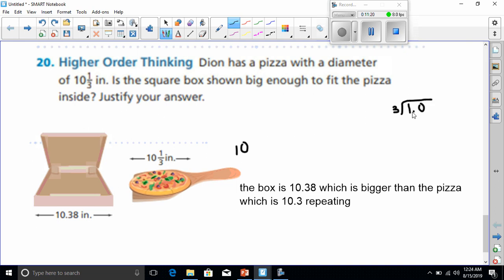And if we use our decimal there, we see that 3 goes into 10 3 times. That gives us 9, which gives us a remainder of 1. And look, we're going to be repeating that over and over again, which is going to give us 0.3 repeating, right? 3 goes on forever. So that's 0.333. And 0.38 is bigger than 0.33. So that tells me that, yes, the box is big enough. And why? Because the box is 10.38, which is bigger than the pizza, which is 10.3 repeating. Look at that.